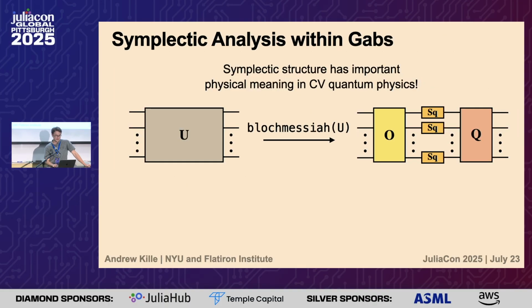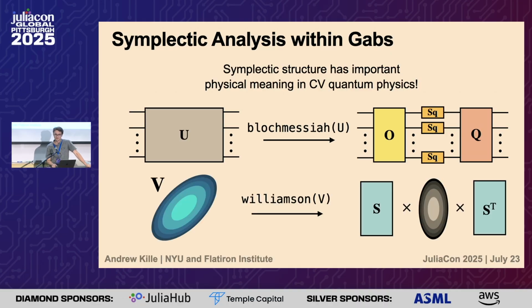But the reason why I'm bringing this all up is that these symplectic decompositions actually have a ton of physical meaning. So going back to that block Messiah decomposition, if I take some arbitrary Gaussian unitary circuit, I can decompose that into these orthogonal symplectic matrices times these individual squeezers. And what this corresponds to physically is decomposing, say, a photonic circuit into passive operations, which correspond to orthogonal symplectic matrices, and then these squeezing operations that are a diagonal matrix of all your symplectic eigenvalues.